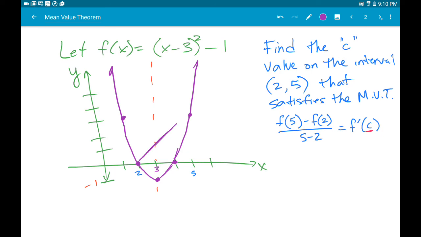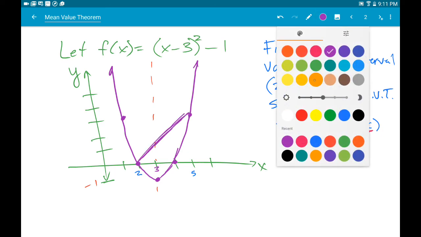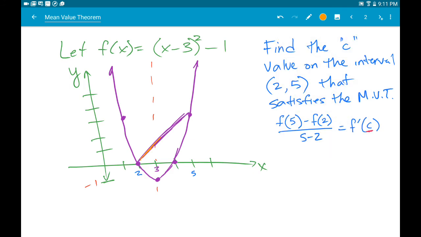Okay. A visual of what we're trying to find is if we construct a line between 5 and 2. I don't like this fact that that's the same color. Sorry, guys. Then I want to find where is the parallel line to this. So the first thing I'm going to try to find is this slope. And I need f of 5 and I need f of 2. And I don't trust my graph completely.